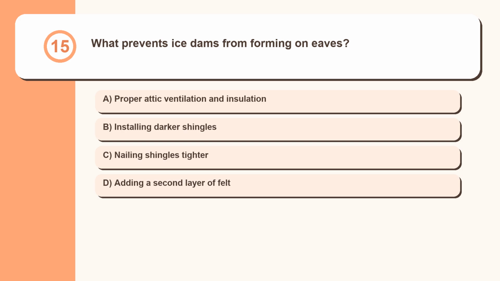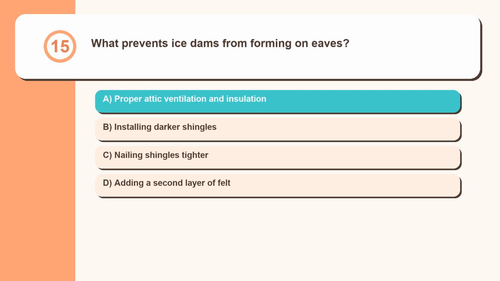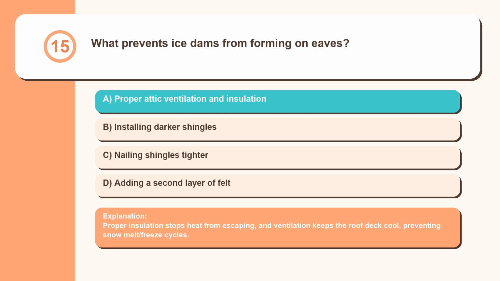Question 15. What prevents ice dams from forming on eaves? Proper attic ventilation and insulation. Installing darker shingles. Nailing shingles tighter. Adding a second layer of felt. Proper insulation stops heat from escaping, and ventilation keeps the roof deck cool, preventing snow melt/freeze cycles.